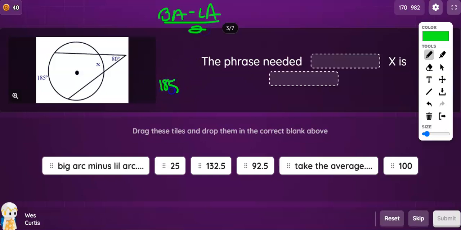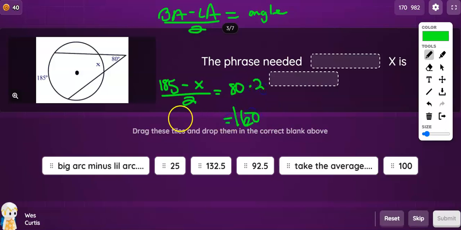The 185 is the big arc. The x is the little arc. The 80 is the angle. By the way, specifically, it's big arc minus little arc divided by 2 always equals the angle. It's pretty easy to solve. You get rid of divide 2 with times 2. So I'm at 160 equals 185 minus x.